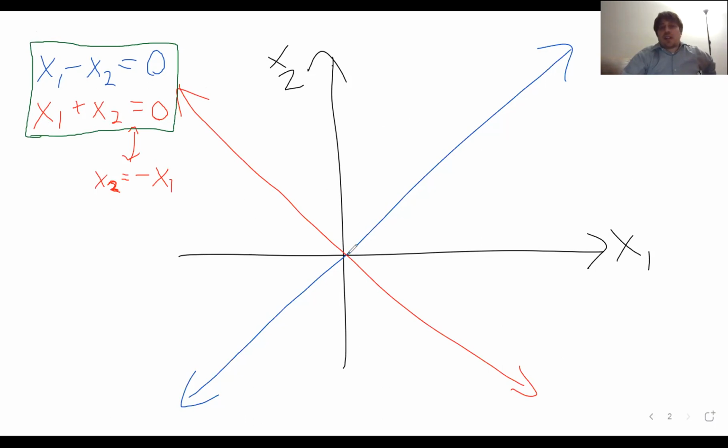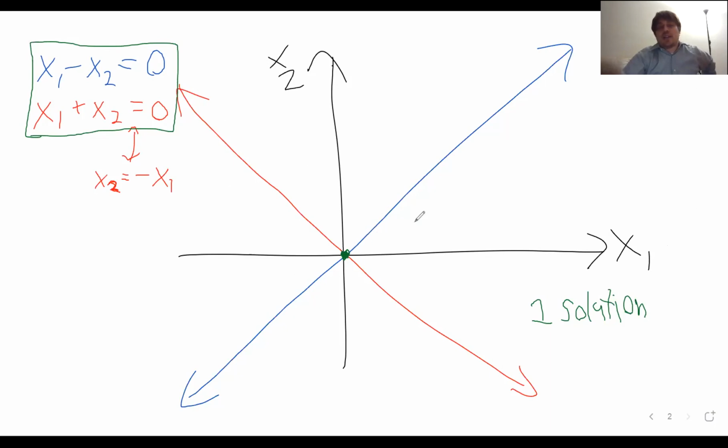And since you have these lines and they intersect at exactly one point, that means this linear system has exactly one solution. That one intersection point of those two lines right here, the origin, right? So if you plug in x1 equals 0 and x2 equals 0 into this equation, you get 0 minus 0 equals 0. And if you plug into this one, 0 plus 0 equals 0. And so that's the solution.